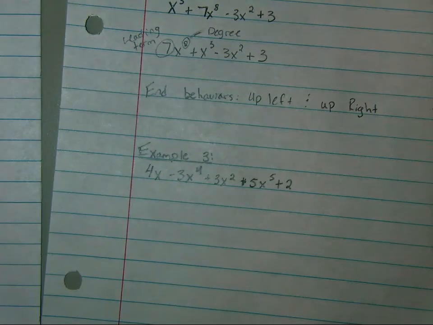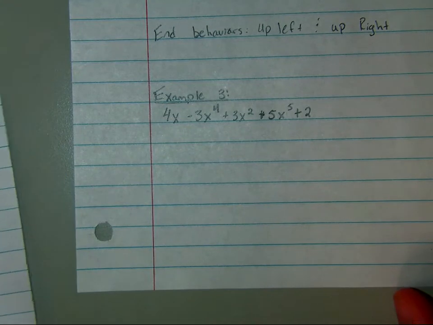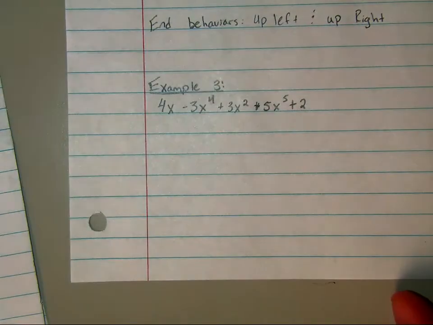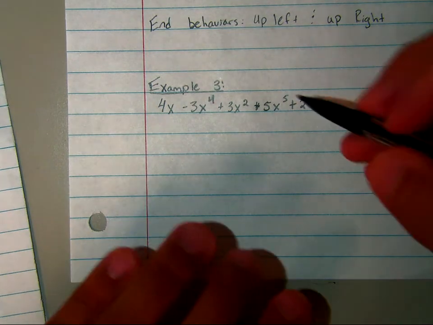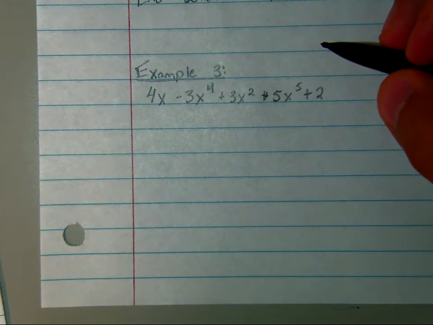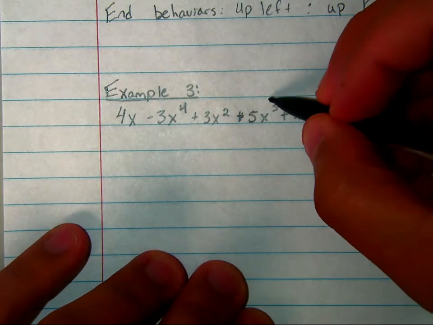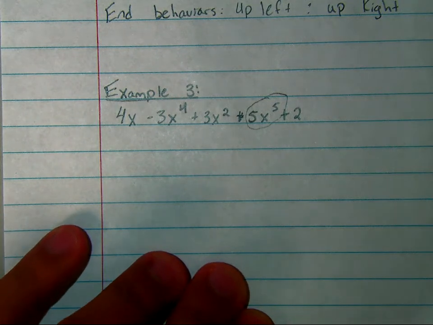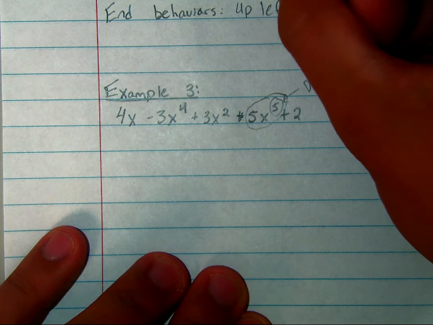All right, let's do one more. Last one. This time I'm going to do it slightly different. If we get good at it, we can actually skip putting it in a standard form position. What I mean by that is I just find my largest degree, which if you look here it's 5. So right here, that's my largest degree, without putting it in standard form.